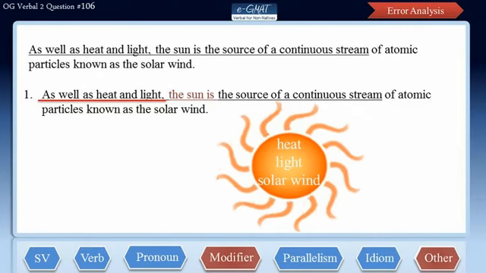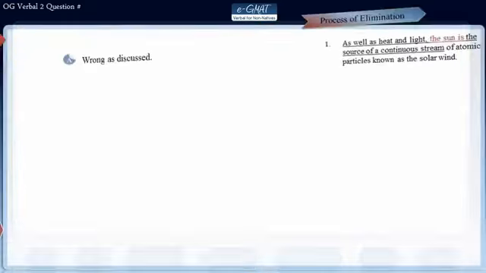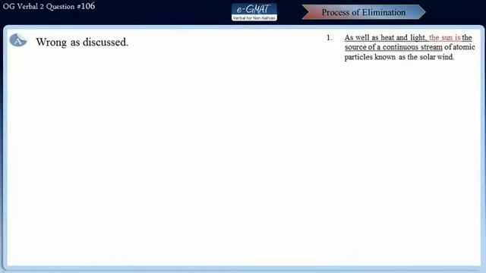After understanding the logical intended meaning of the sentence, we must select an answer choice that communicates this intended meaning. So let us run the POE to find out which answer choice does that. Well, choice A certainly does not, as we just discussed. Choice B has a similar modifier error as in choice A. Besides heat and light also goes to suggest that apart from heat and light, the sun is also the source of solar wind, and this is not logical.